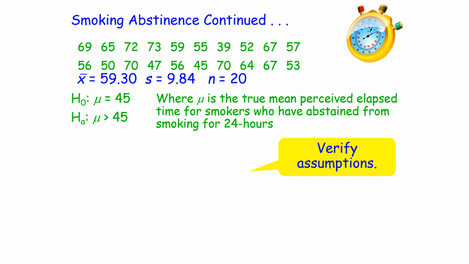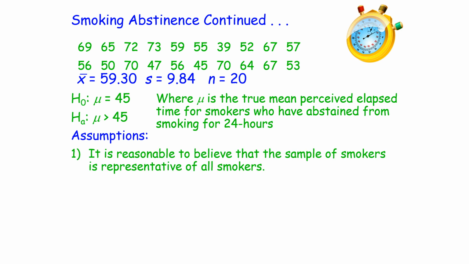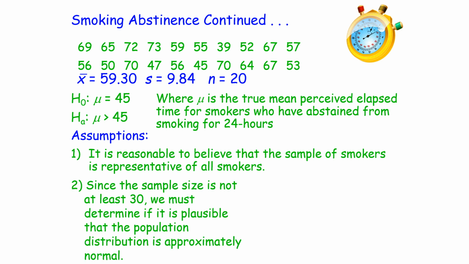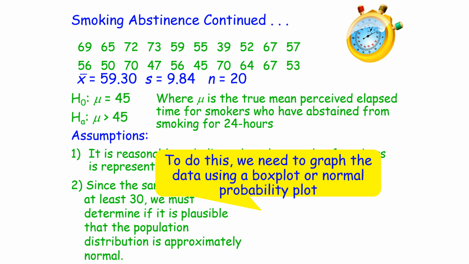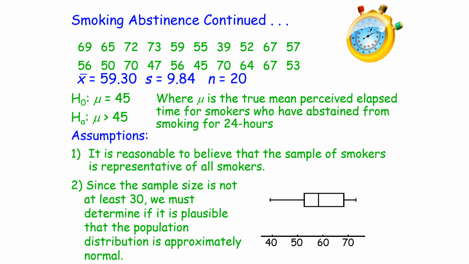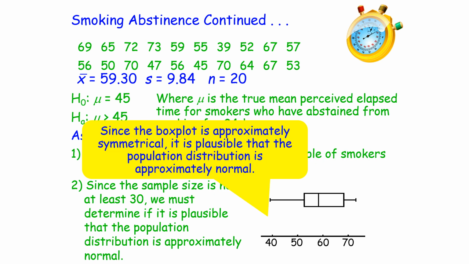Next, we'll verify our assumptions. It's reasonable to believe that the sample of smokers is representative of all smokers. And since the sample size is not at least 30, we must determine if it is plausible that the population distribution is approximately normal. To do this, we need to graph the data using a box plot or a normal probability plot. Now, since the box plot is approximately symmetrical, it's plausible that the population distribution is approximately normal.